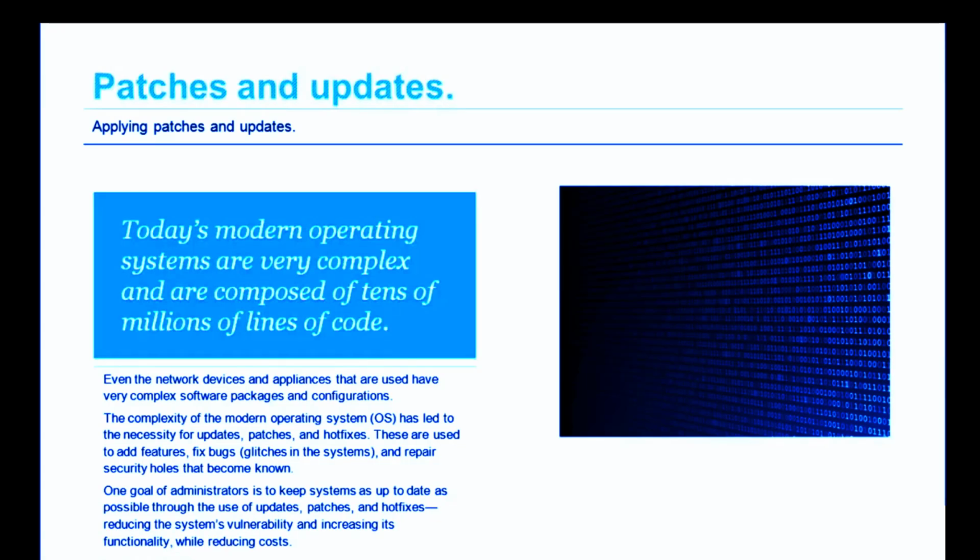Today's modern operating systems are very complex and are composed of tens of millions of lines of code. Even your network devices and appliances are very complex and have complex software packages and configurations. This complexity of the modern operating system has led to the necessity for updates, patches, and hotfixes. These are used to add features, fix bugs, and repair security holes as they become known.